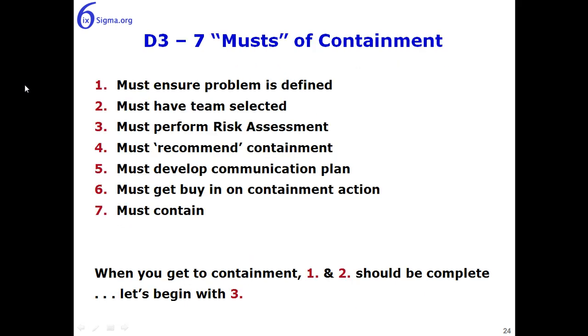Now, in D3 containment, there's 7 musts. So here they are. The first one is we must ensure the problem is defined. We must have a team selected. We must perform a risk assessment. We must recommend containment. We must develop a communication plan. We must get buy-in on the containment action, and then we must contain. So by the time we get to containment, of course, 1 and 2 on this list should be complete. So now let's begin with number 3.